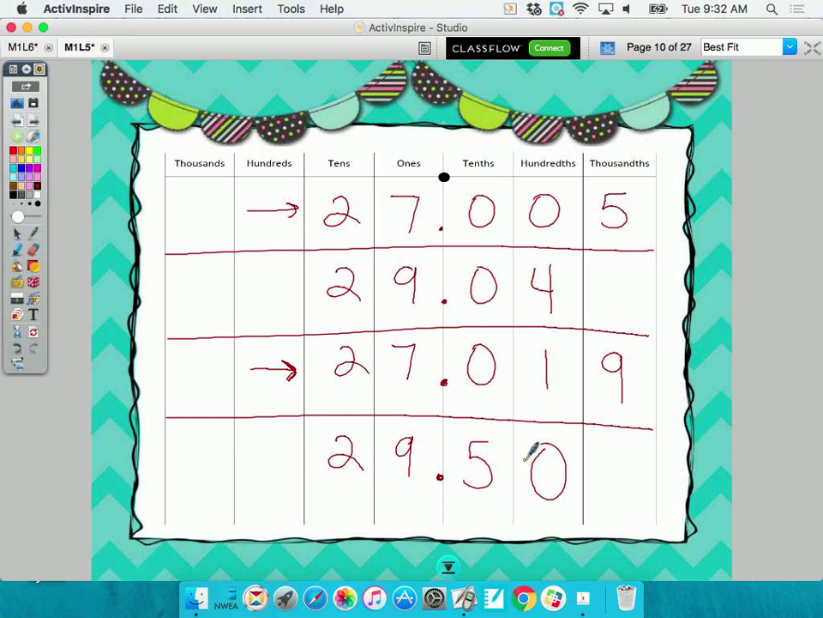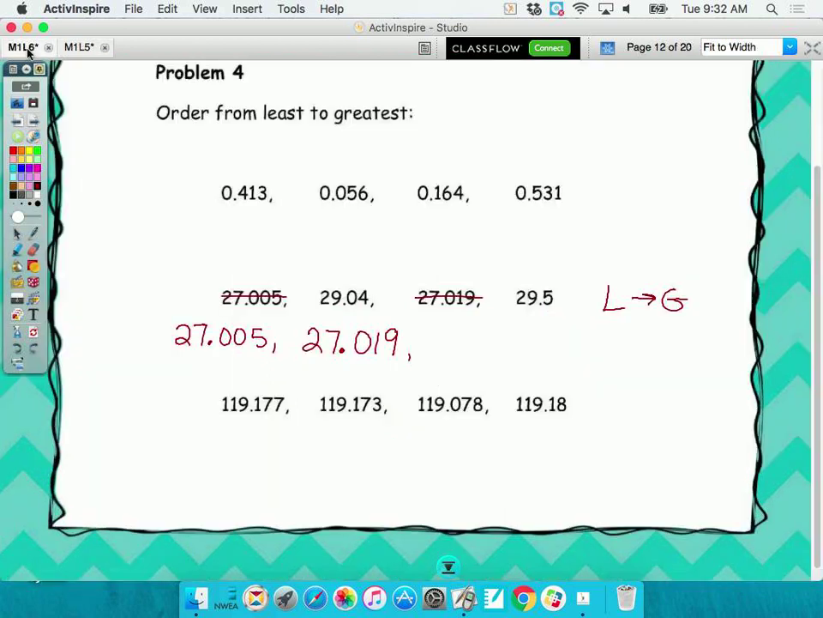So the number that comes next, say this for me, boys and girls. 29 and 4 hundredths. And then I know that 29 and 5/10 is the largest number. Okay, that's the strategy I want you to use on these.